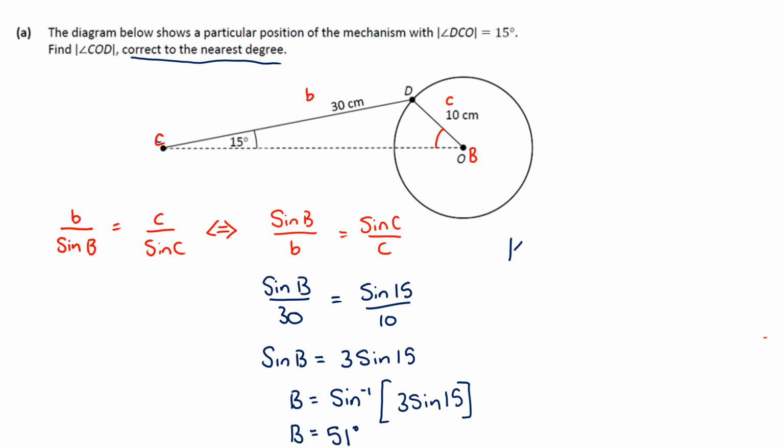So that means angle D, it says angle COD, so they asked us, is equal to 51 degrees.